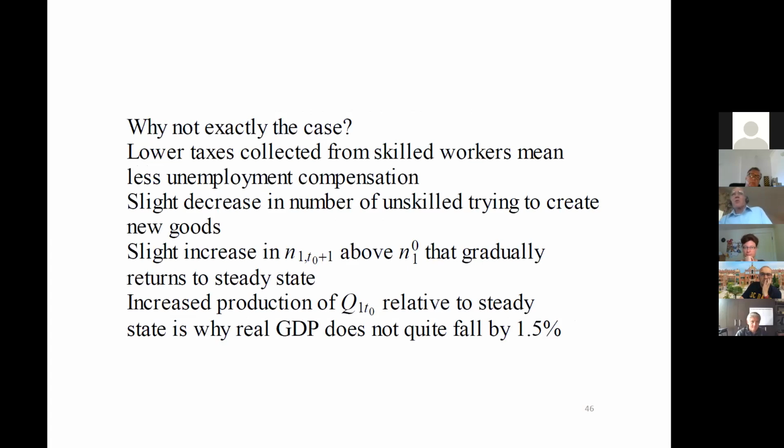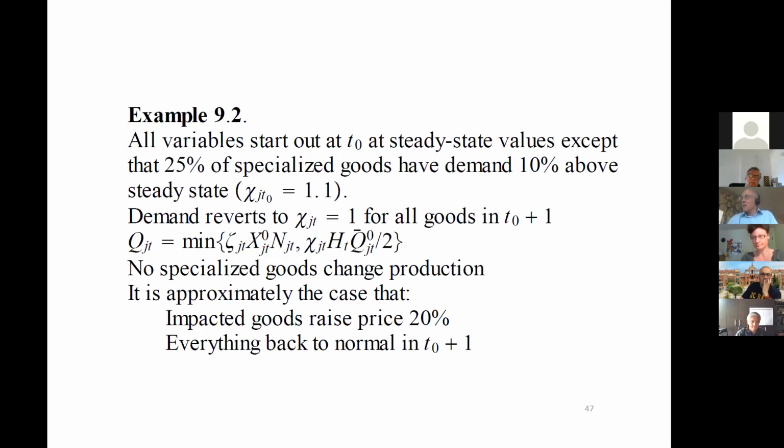So I kept using this word almost. There's a little bit of a general equilibrium effect, which arises from the fact that there are a little bit lower taxes collected from the skilled workers. And so there's a little bit less unemployment compensation, and that factors in a little bit into the future decisions. It's definitely a second order effect for these parameter values, and I'm not going to spend too much time with that. Okay, so second example.